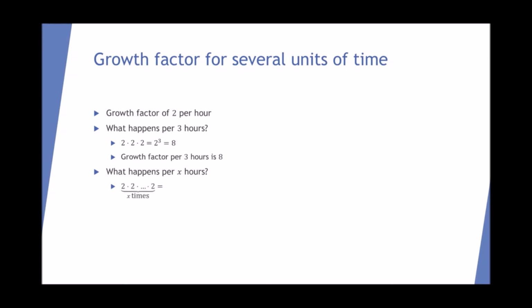More generally, if we go x hours ahead, we multiply by 2 and by 2 and by 2 and by 2, x times in total, giving us 2 to the power of x, meaning that our growth vector per x hours is going to be 2 to the power of x. Now this is all with the example where the growth vector was 2 per hour, but it works the same way with different numbers. If our growth vector is 5 per hour instead, then the growth vector per x hours would be 5 to the power of x, etc. So that is the example for a larger unit of time.